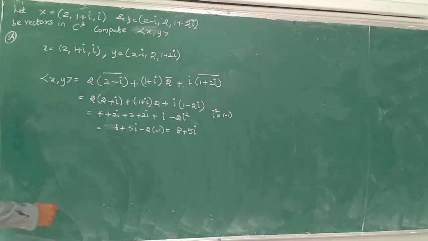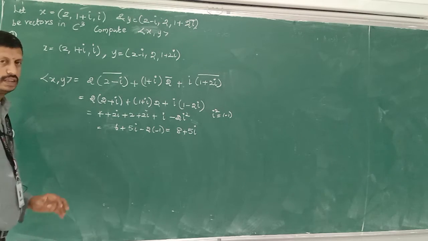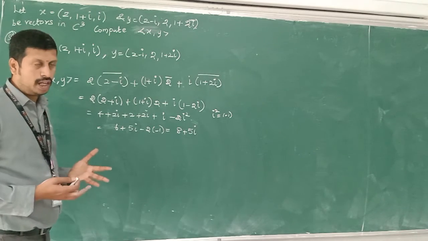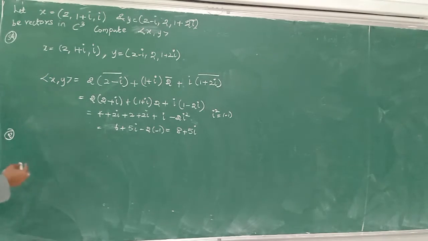Next we go to the next problem. Show that <(a, b), (c, d)> equals ac minus bd on R2 is not an inner product space. We have to consider it as not an inner product space. So now we are moving on to this one.